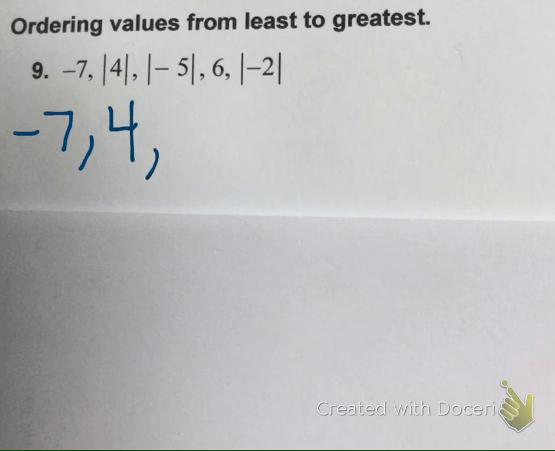The absolute value of -5, how far away is -5 from 0, would be 5. Then we have the number 6, just bring that down, and the absolute value of -2. How far away is -2 from 0?